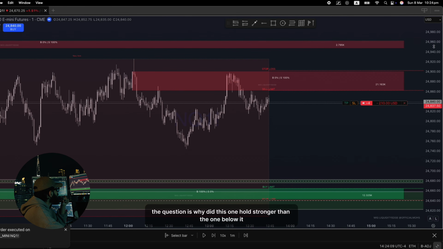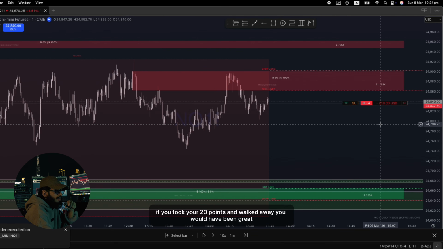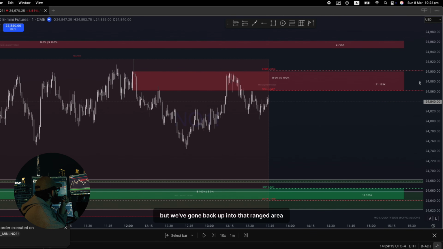Now the question is, why did this one hold stronger than the one below it? Because the volume was higher. It's as simple as that. If you took your 20 points and walked away, you would have been great. But we've gone back up into that ranged area.